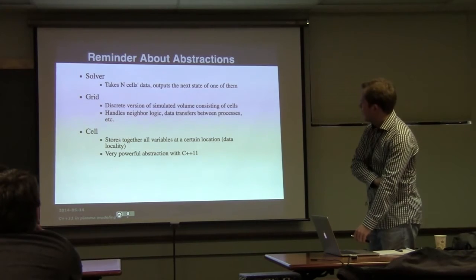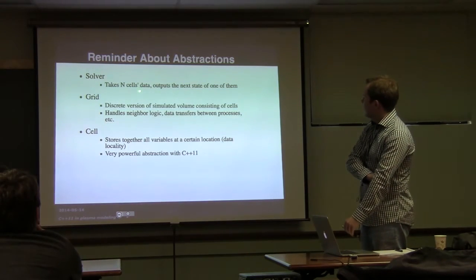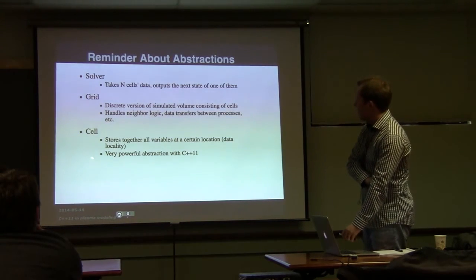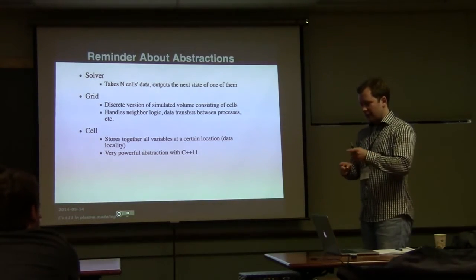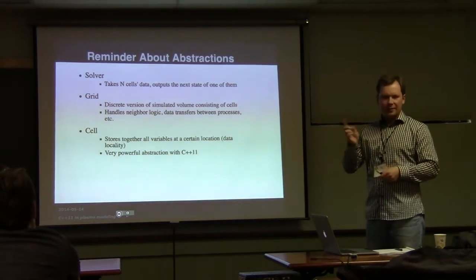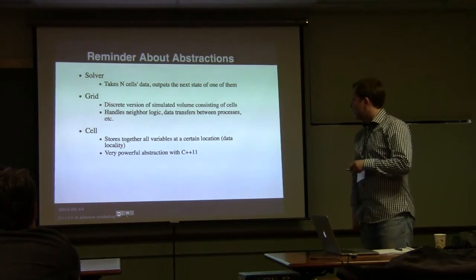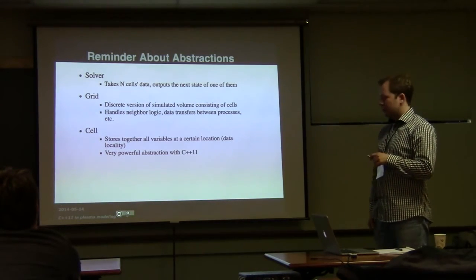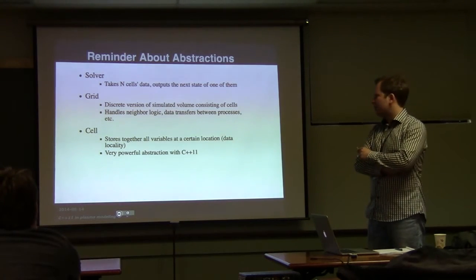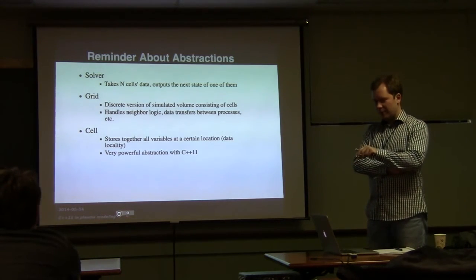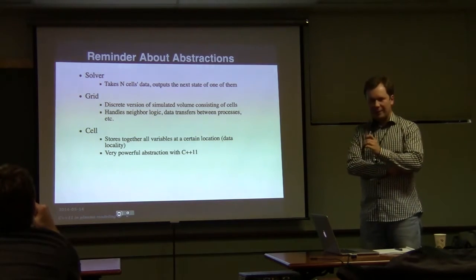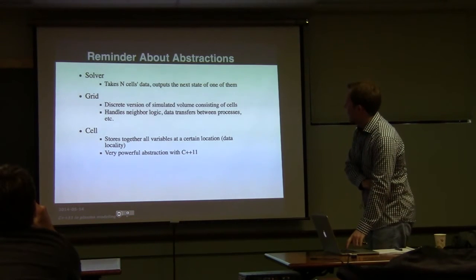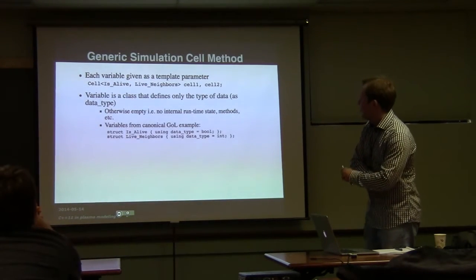So again, the solvers. Just to remind you, they take some data and then output the next state, and the grid is the discrete version of the volume, and it can also handle the iteration over the neighbors and transferring data between processes and stuff like that. And the cell basically just stores all of the variables which are used by the model in the same volume, in the same place or unit. And actually this is a very powerful abstraction with variadic templates, as I'll hopefully show.